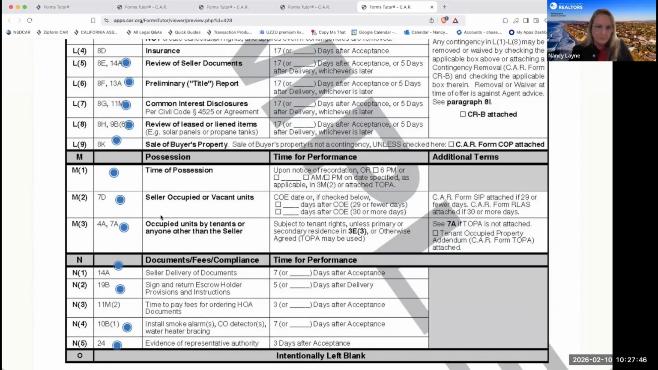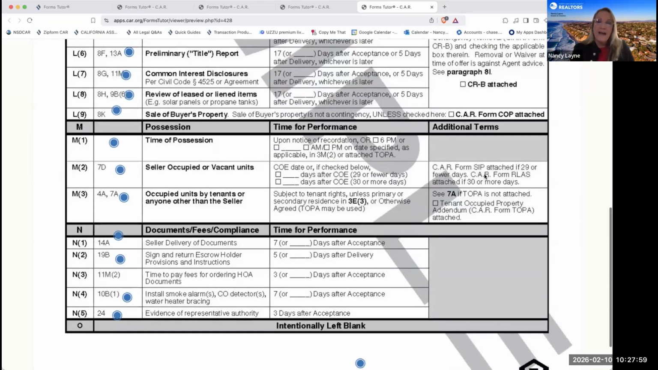Seller occupied or vacant units: if they're going to stay in that property, you all know SIP, 29 days. Beyond 30 or more, it's going to be RLAS. That can create a tenant situation. So you want to make sure that you're very clear with your buyers about their responsibilities with regard to that.